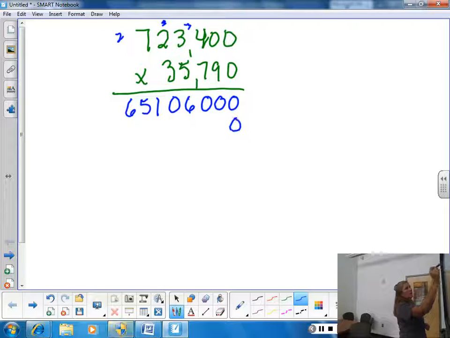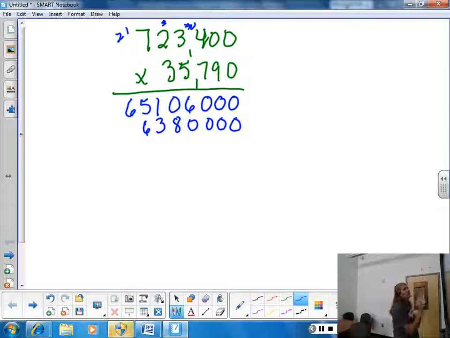Now I'm going to be doing the 700, second place over, so it's a 700, so 2 zeros. 7 times 0 is 0, 7 times 0 is 0, 7 times 4 is 28, carry the 2, 7 times 3 is 21, plus 2 is 23, carry the 2, 7 times 2 is 14, plus 2 is 16, carry the 1, 7 times 7 is 49, plus 1 is 50.